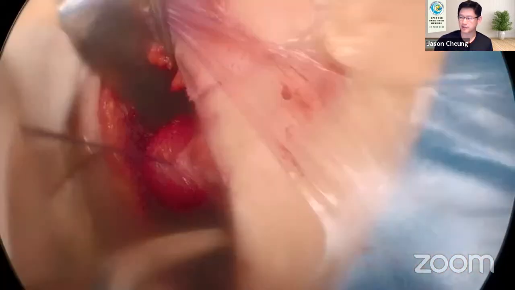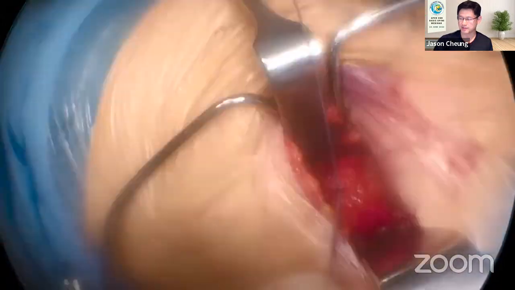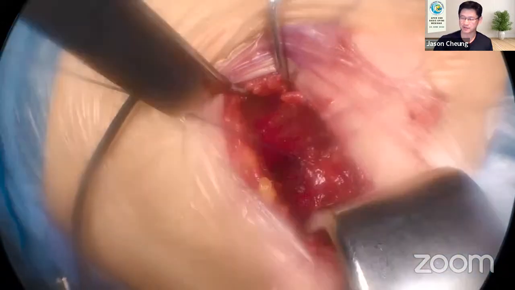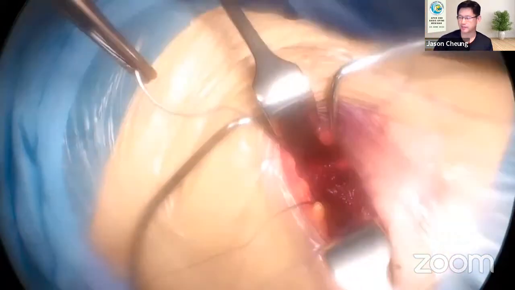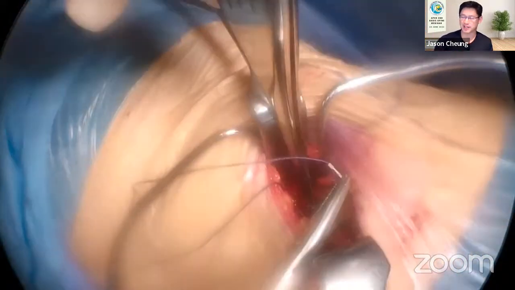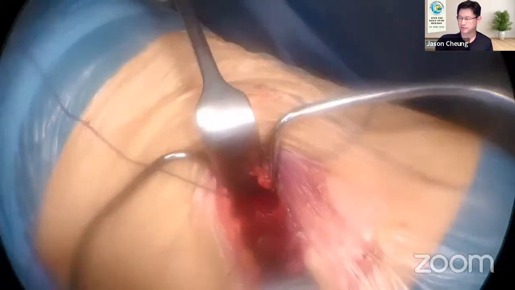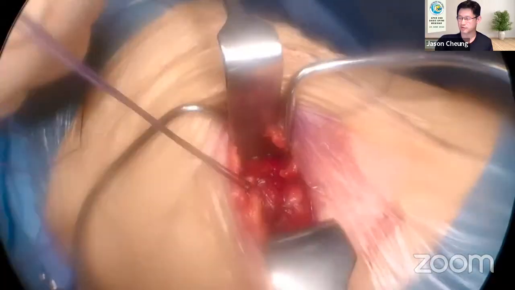And then for closure, I generally close through the muscle layers. Generally the transversus abdominis is difficult to tear, and the internal and external obliques should be closed there, or else you might have a risk of hernia. So that's how we generally close.